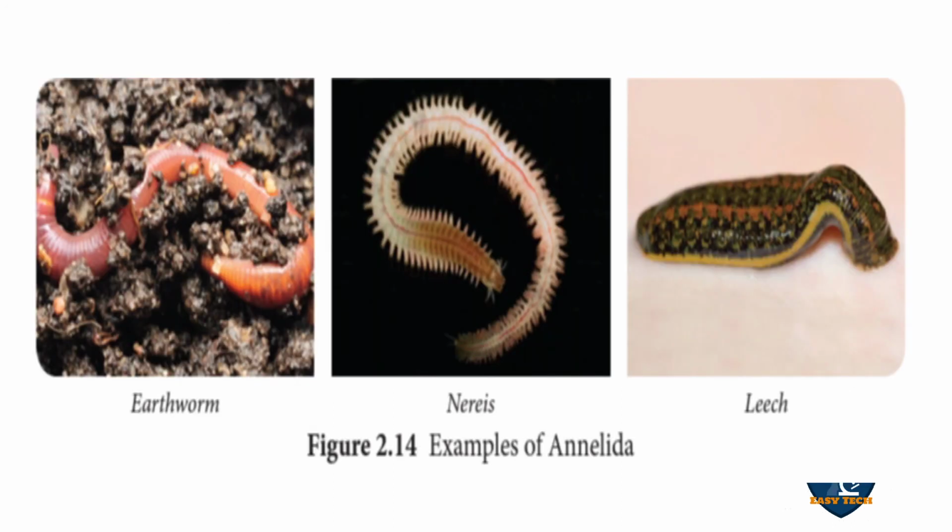And you can see the pictures, the earthworm pictures, okay. Nereis, this is the sandworm, and this is the leech. This you can see in the rainy season. You can see it on our roads also nowadays, because we are using sand soil from the lakes. From the lakes, we can see leeches in our surroundings also nowadays.